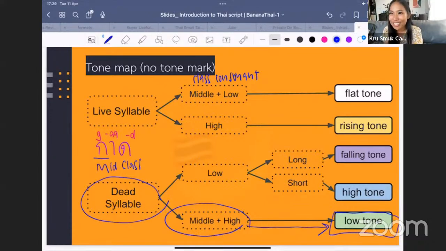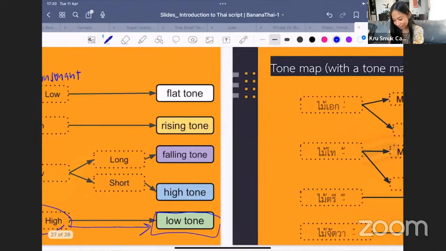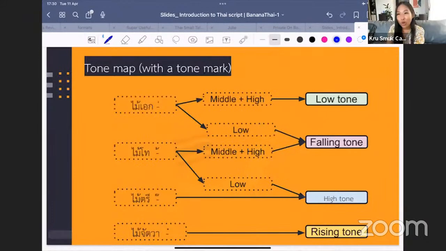Is it difficult? It is not difficult to figure out a tone, but it is challenging to learn all of the, how do you say, the different elements in order to figure out the tone. Okay, so this one, with tone mark, of course.